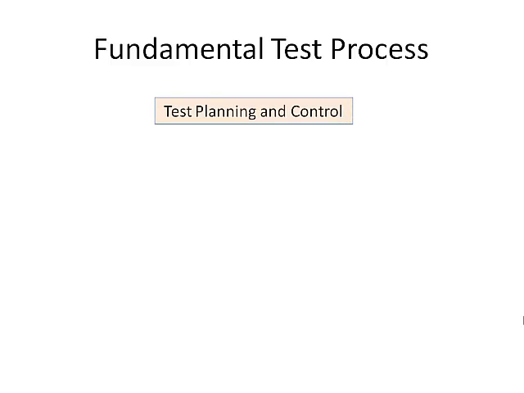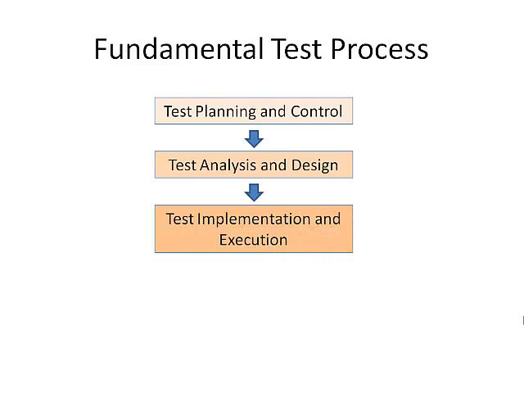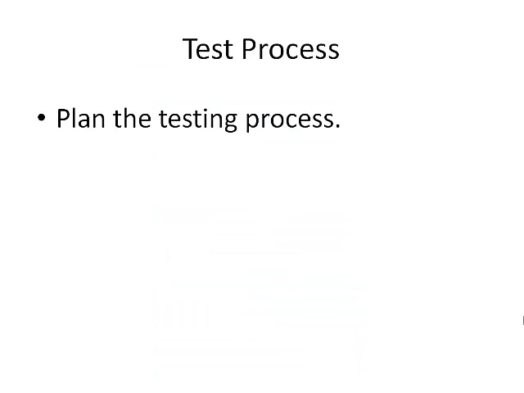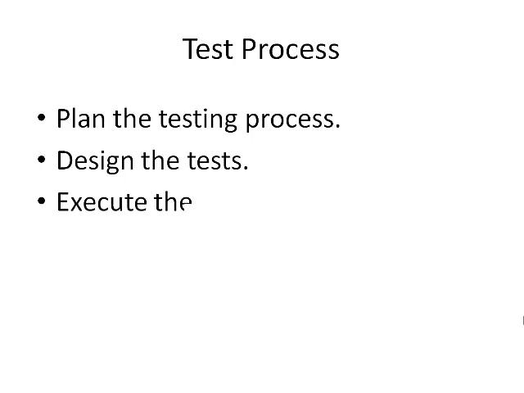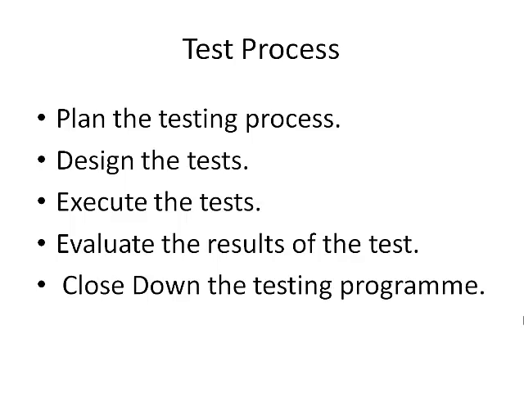The test process itself, a bit like the systems development life cycle, proceeds as a number of steps. First we plan, then we do the analysis and we design our tests, then we execute our tests and consider the results we get before finally closing down the testing activities. So just to reiterate, first we plan, then we design, then we execute, then we look at the results, and we close down the testing activities.